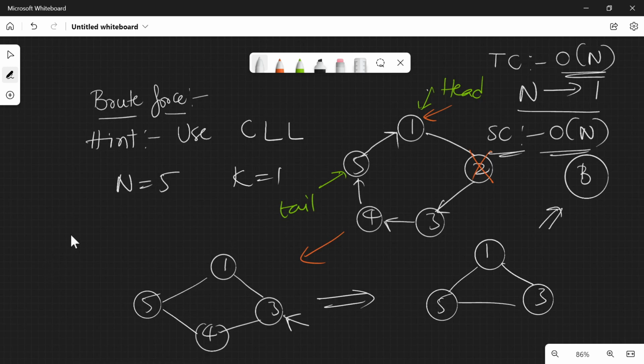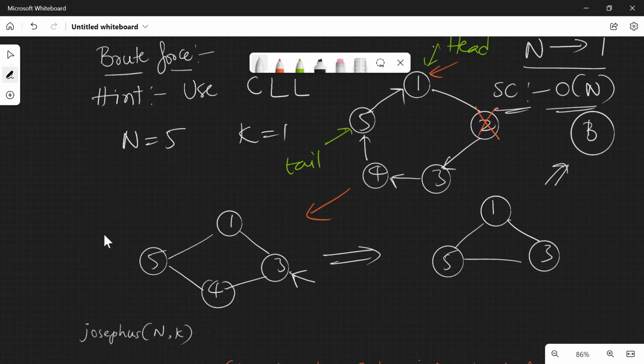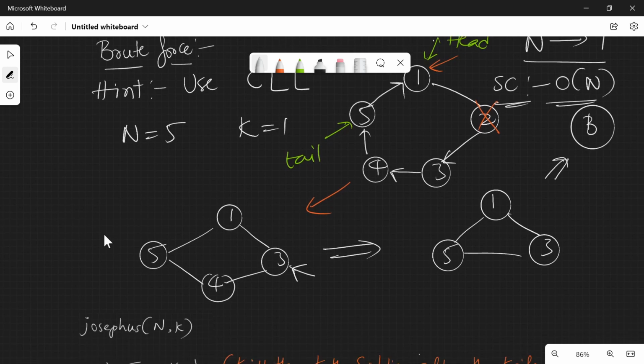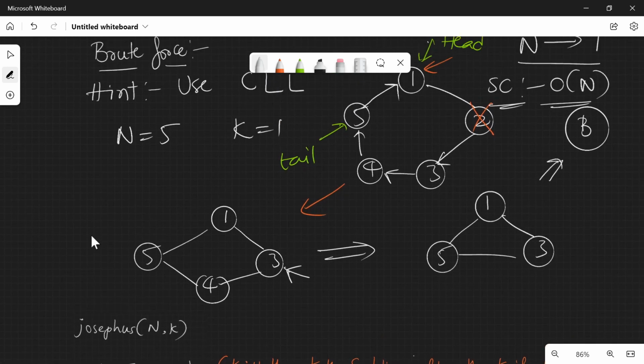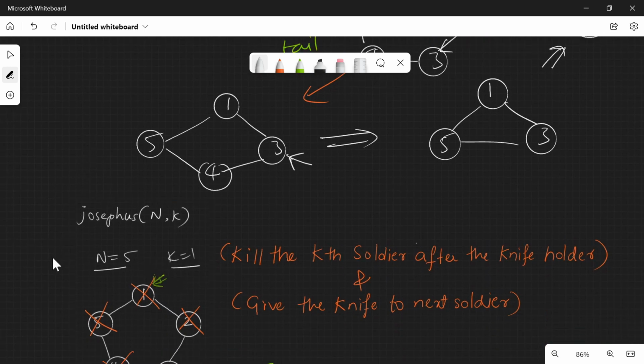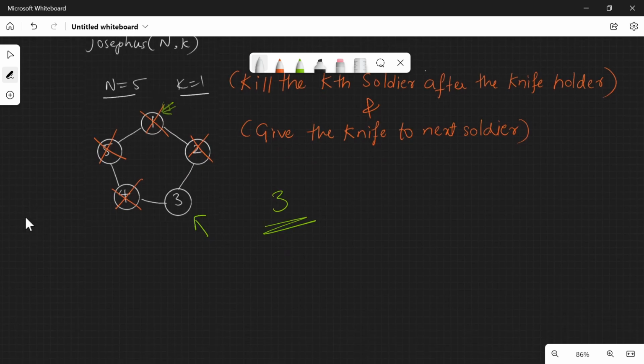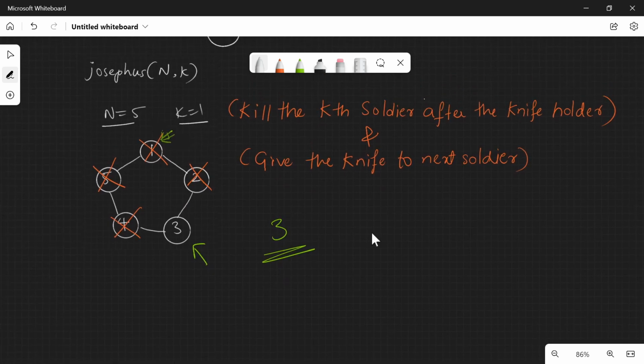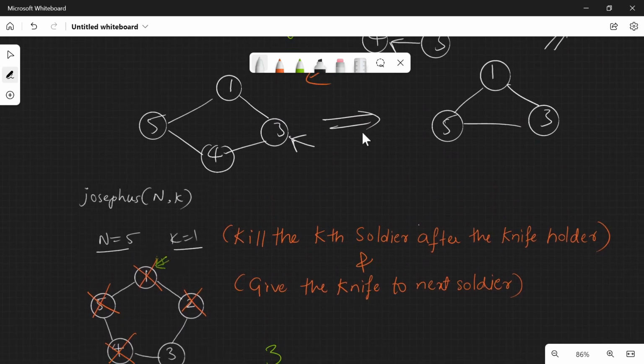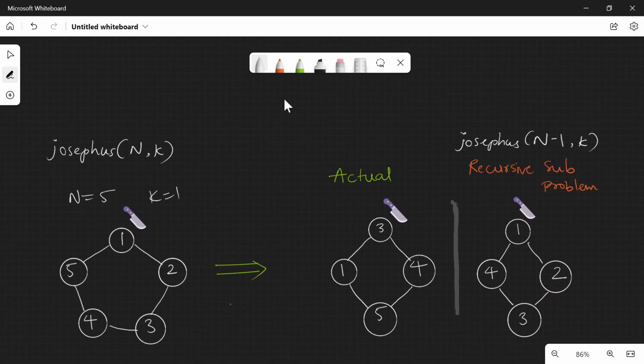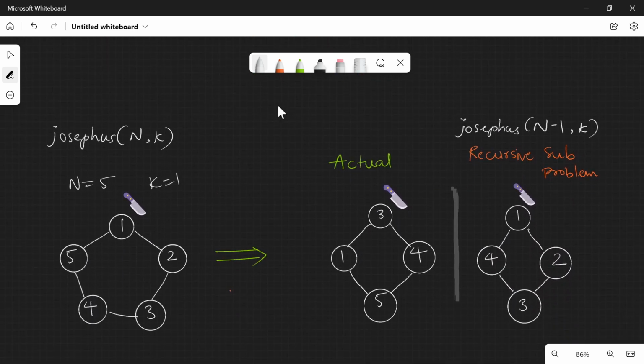Now let's solve this using recursion. There is another approach called the recursive approach to solve this problem. I hope you understood how I solved it in the brute force way. Now let's look at the recursive solution.